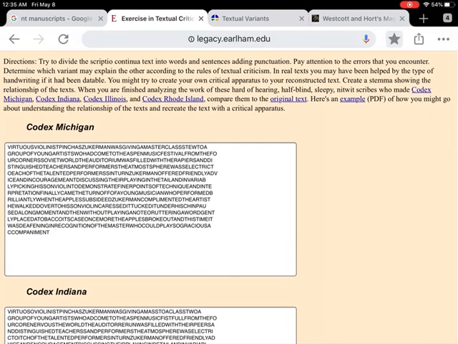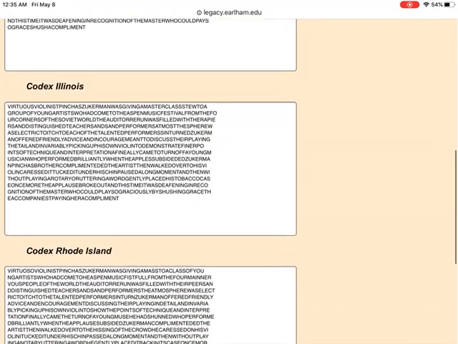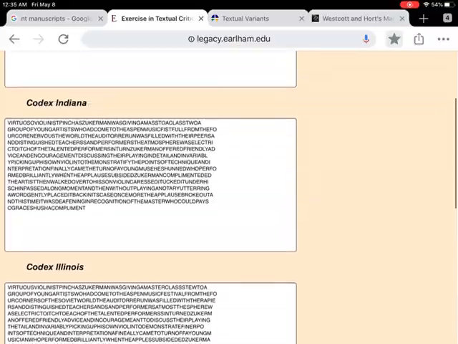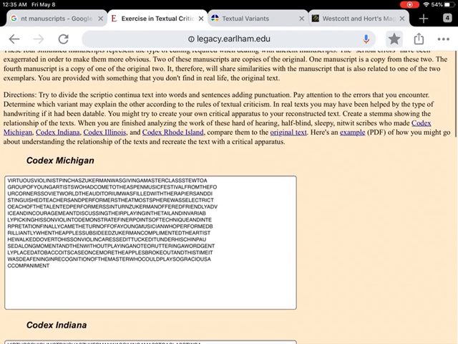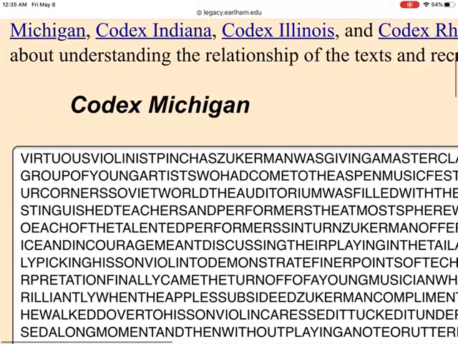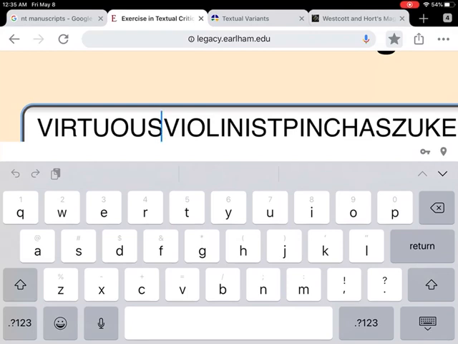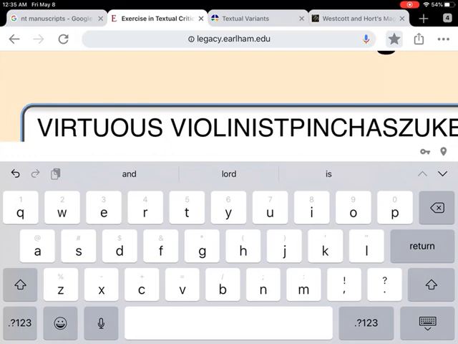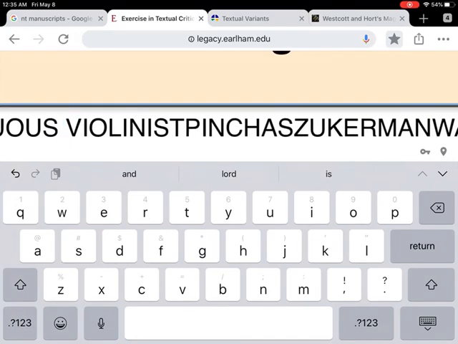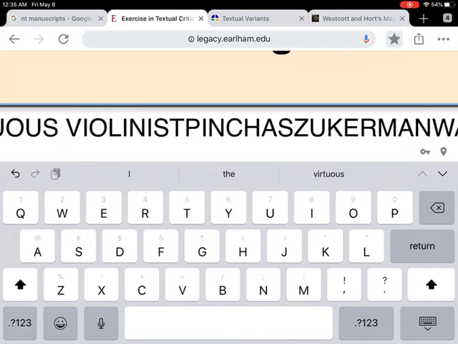And one was from Michigan, one was from Indiana, one was from Illinois, and one was from Rhode Island. And if you notice, all of these, just like the Bible manuscripts, are all capital letters and no spaces. And so the first thing you have to do in this exercise is go through and type in the spaces. So you have to kind of read through and find a word and put a space, like the word virtuous. And then, violinist. I can put a space there. It's a little trickier on an iPad than a computer.